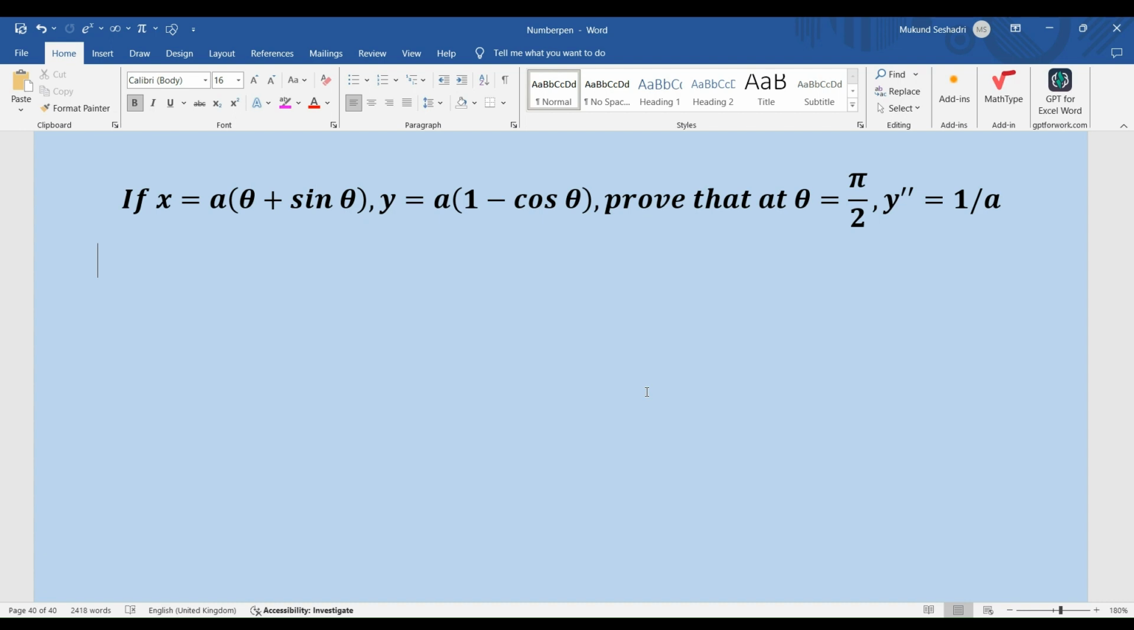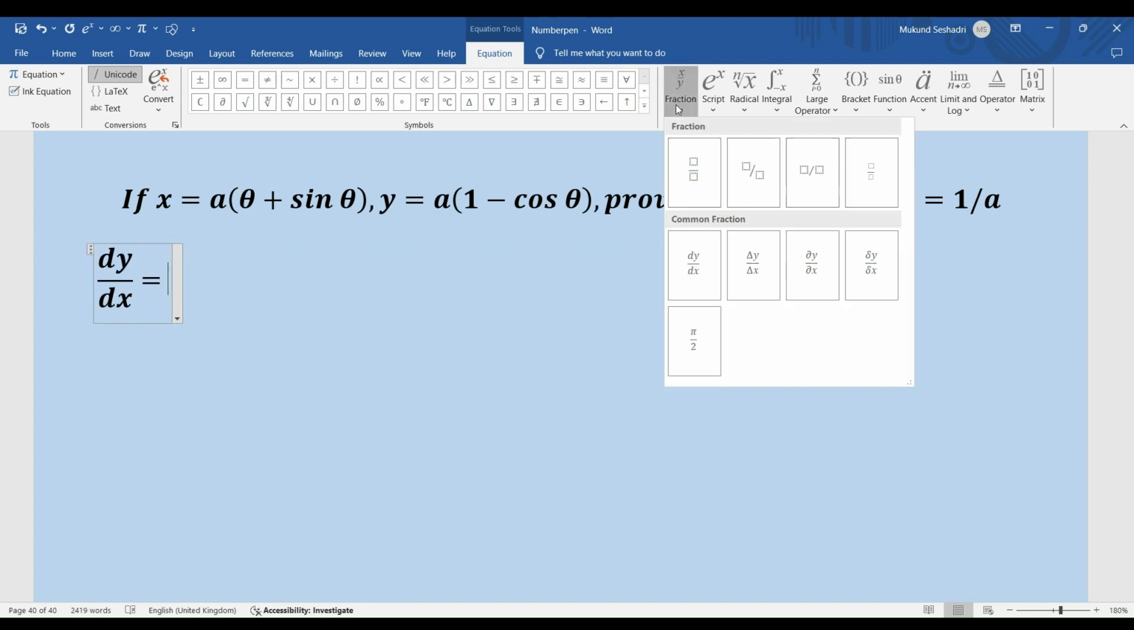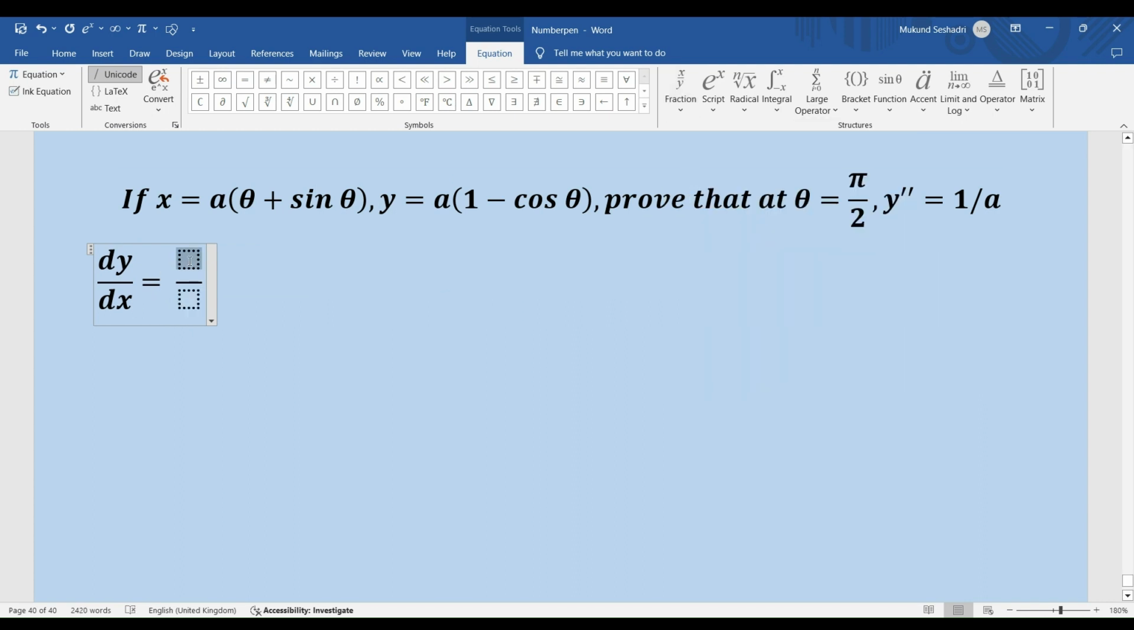And what is your y double dashed? It's nothing but d by dx of dy by dx, right? So let's start off with our dy by dx. And what is our dy by dx for parametric equation? It's nothing but dy by dx equal to dy by d theta divided by dx by d theta, right?